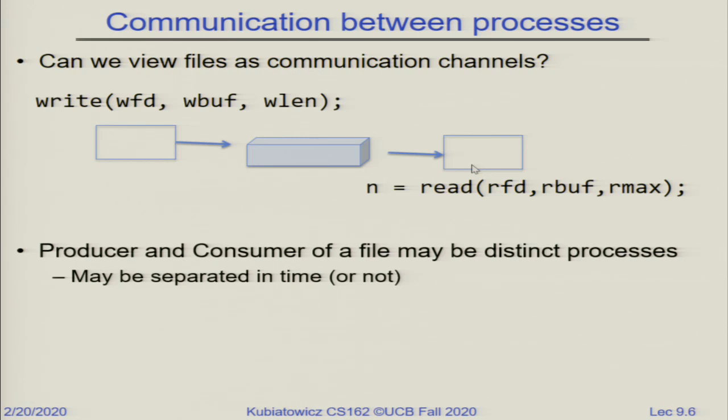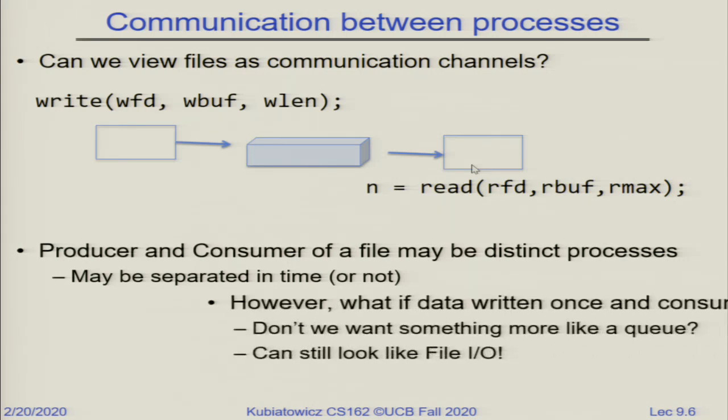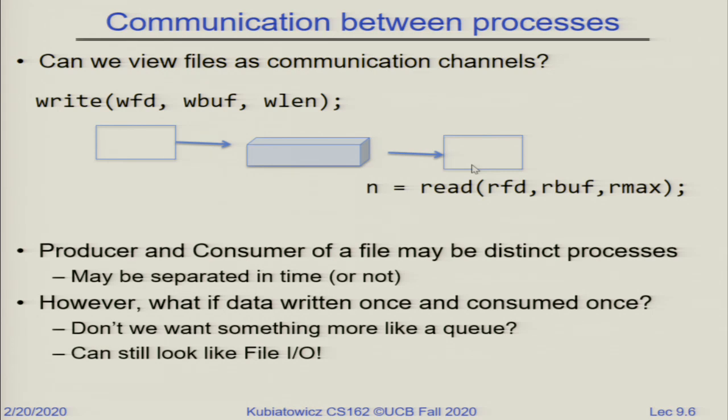That shouldn't surprise anybody here. That's the whole point of a common namespace, where you open the file in both processes, and one of them is reading and one is writing. And maybe they're separated in time or not. However, what if you're only writing all of that data once? It seems like a big waste to go to all the trouble of pushing it onto the disk and then reading it off of the disk.